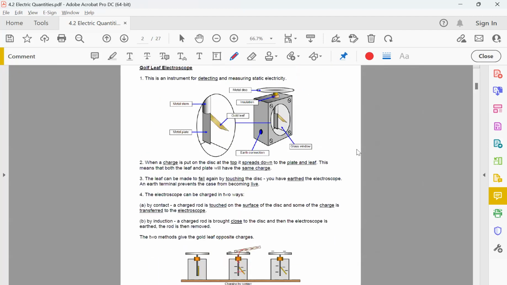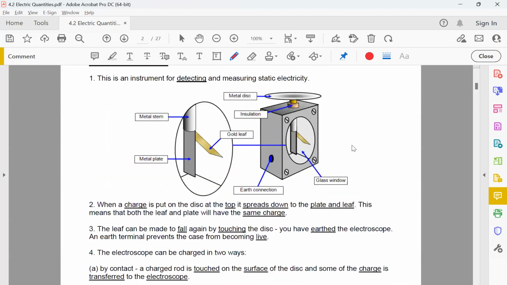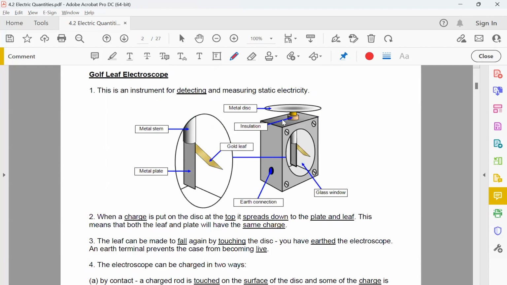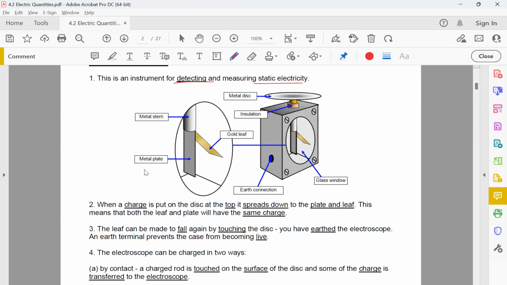If you look at the statements here, this is essentially everything that I've talked about, but in a more structured format. This is an instrument for detecting and measuring static electricity. When a charge is put on the disc at the top, it spreads down to the plate and the leaf. This means that both the leaf and the plate will have the same charge. They will either become positive, positive, or negative, negative.